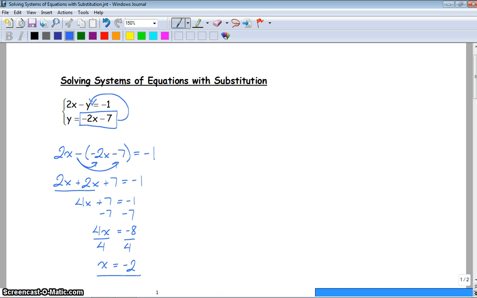We need to take that solution, plug it back into the equation, so we can figure out what the other variable equals. It does not matter which equation you plug your answer into. In this case, since the y is by itself and that's what I'm looking for, I'm going to plug it back into the second equation. So I have y equals negative 2 times the x value you just found, negative 2, minus 7. Then you simplify again. Negative 2 times 2 is positive 4, minus 7. 4 minus 7 tells me y equals negative 3.